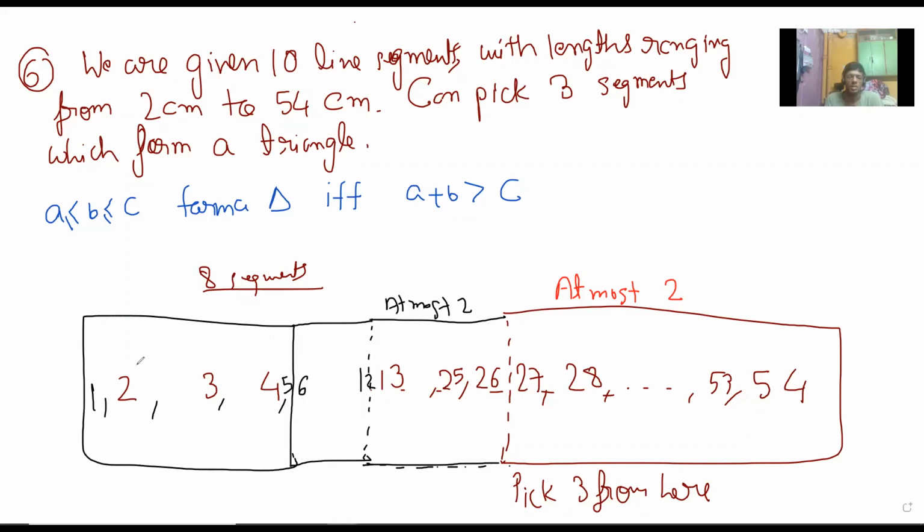From these you can pick 3 actually. So then what is going wrong? 1 is not there. Yes, that is important. So 2, 3, 4, 5, and from here, is it true that you cannot pick 3? Yes, it is true. You cannot pick 3. You can pick at most 2.